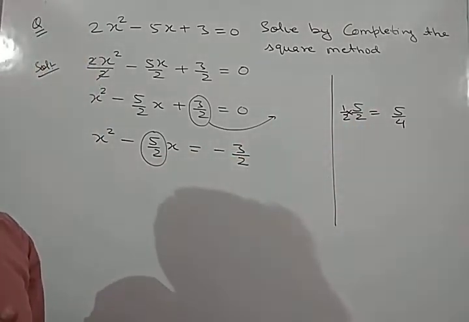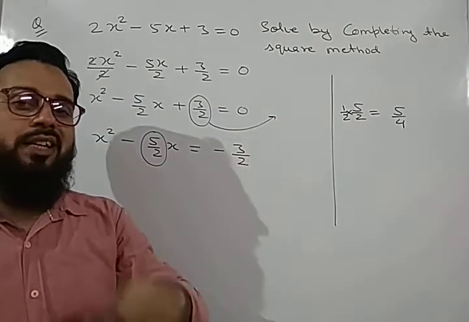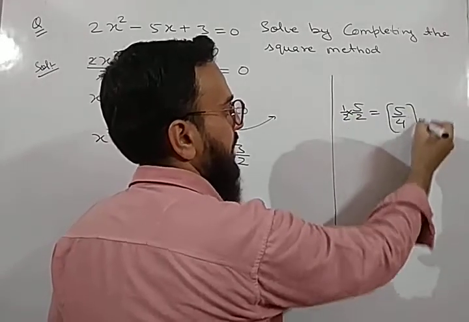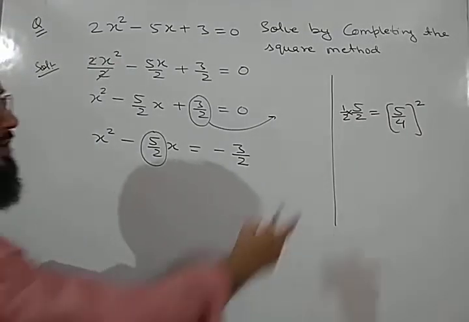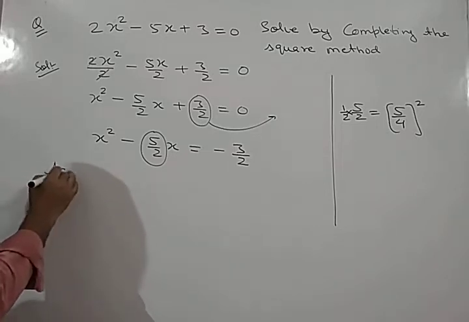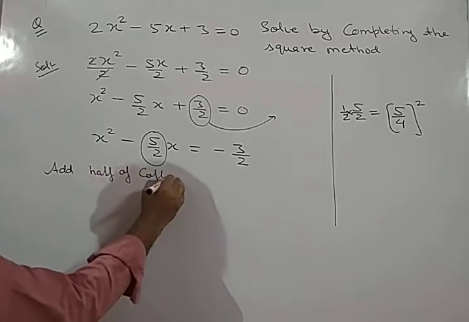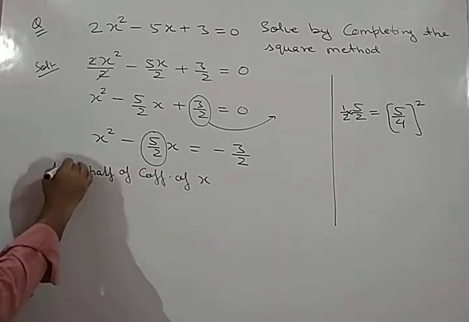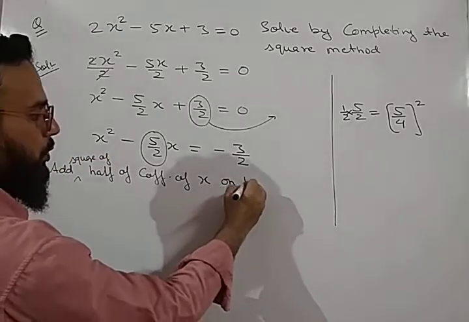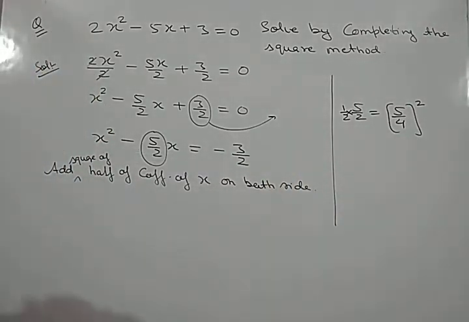And what we have to do in the third step? We have to add the square of this term, the square of half of the coefficient of x. So first we have done half of the coefficient of x, then we will make its square. It will be 5 by 4 whole square. So we will add 5 by 4 whole square on both sides. Or you can write it here also: add the square of half of the coefficient of x on both sides. Okay, so we have to add this term.